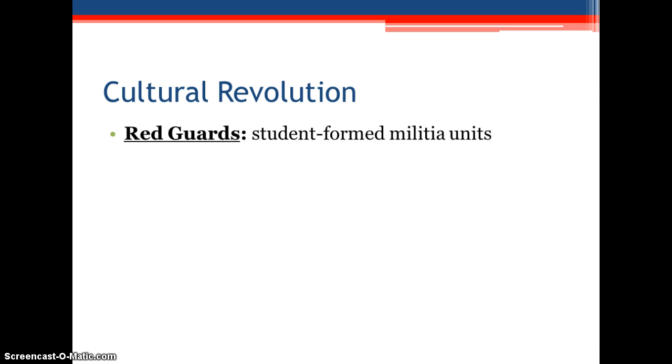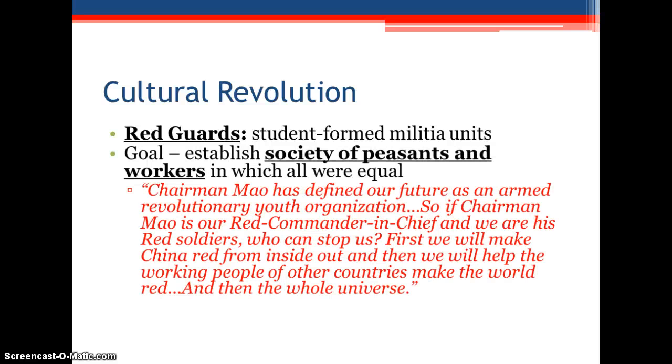So one of the first things he does is he endorses this group known as the Red Guards. The Red Guards were student-formed militia units, and they had the goal of establishing a society of peasants and workers, so taking both the agriculture and the industrial piece in which all were equal. Remember, communism is equality. This quote in red is one of the quotes from one of his Red Guard soldiers.